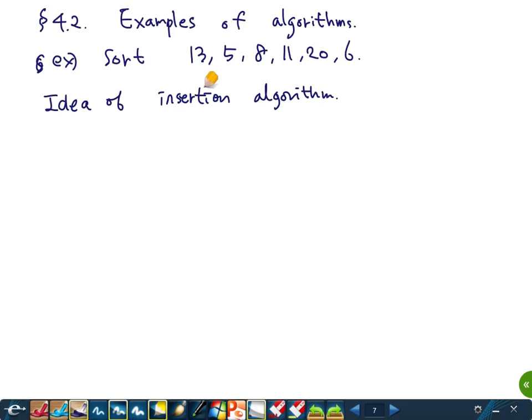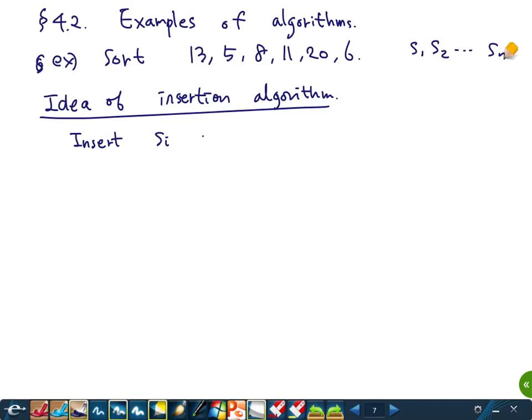We sort from the beginning, and then we insert the next number into the sequence that has already been sorted. Basically, the idea of the insertion algorithm is to insert Si. This sequence is S1, S2, ..., Sn. In general, the sequence will be given like this. Insert Si into S1, S2, ..., Si minus 1, which is already sorted.